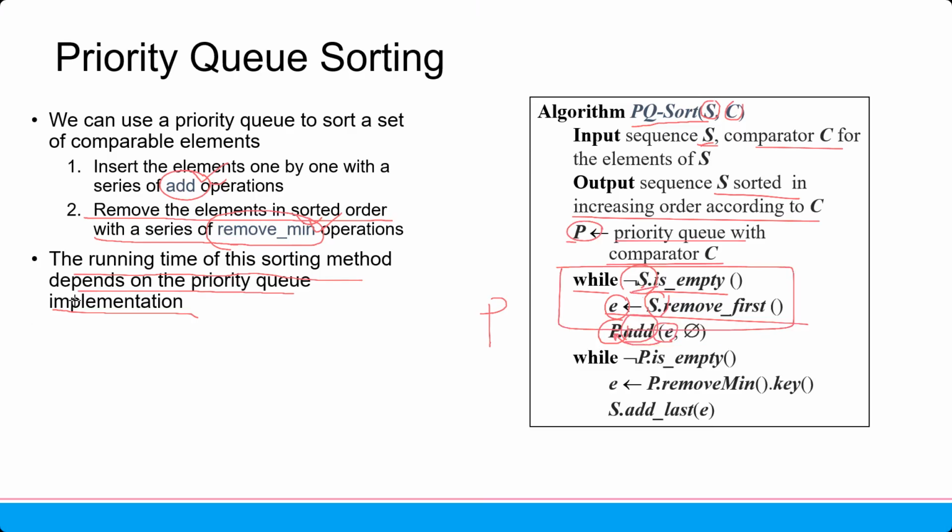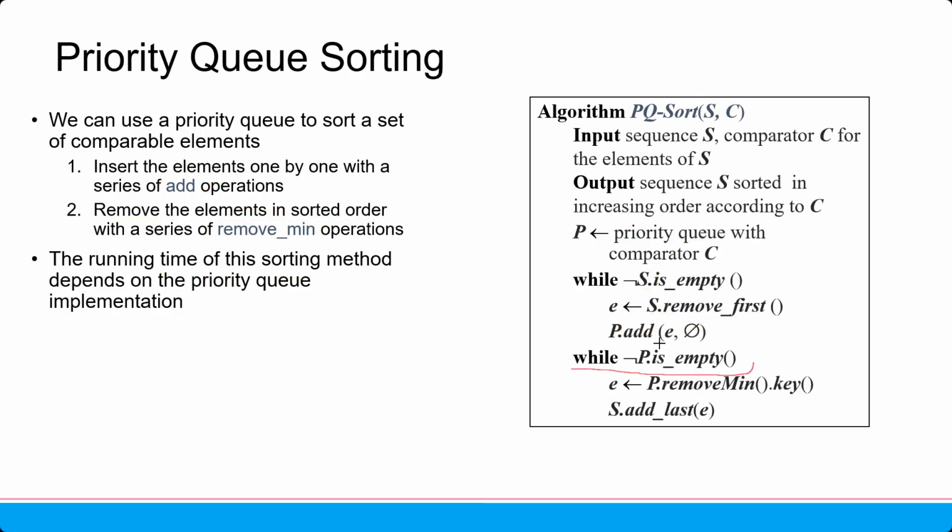And then we will check P. While P is not empty, we remove min from P. So we will remove the minimum value from P and put it into the object E. Then we will put E at the last of the sequence.